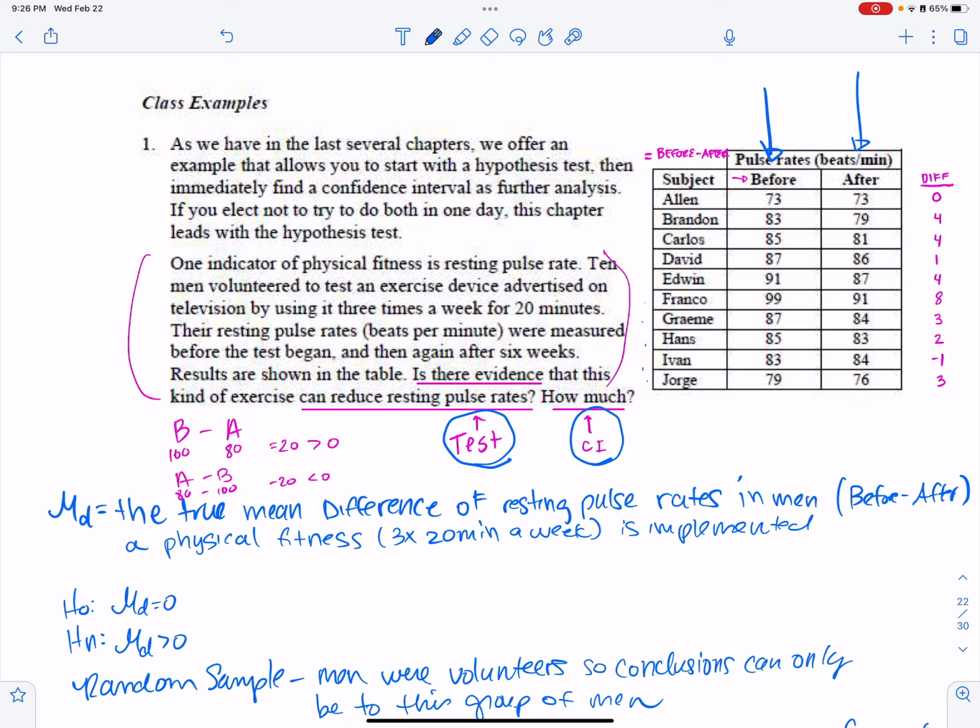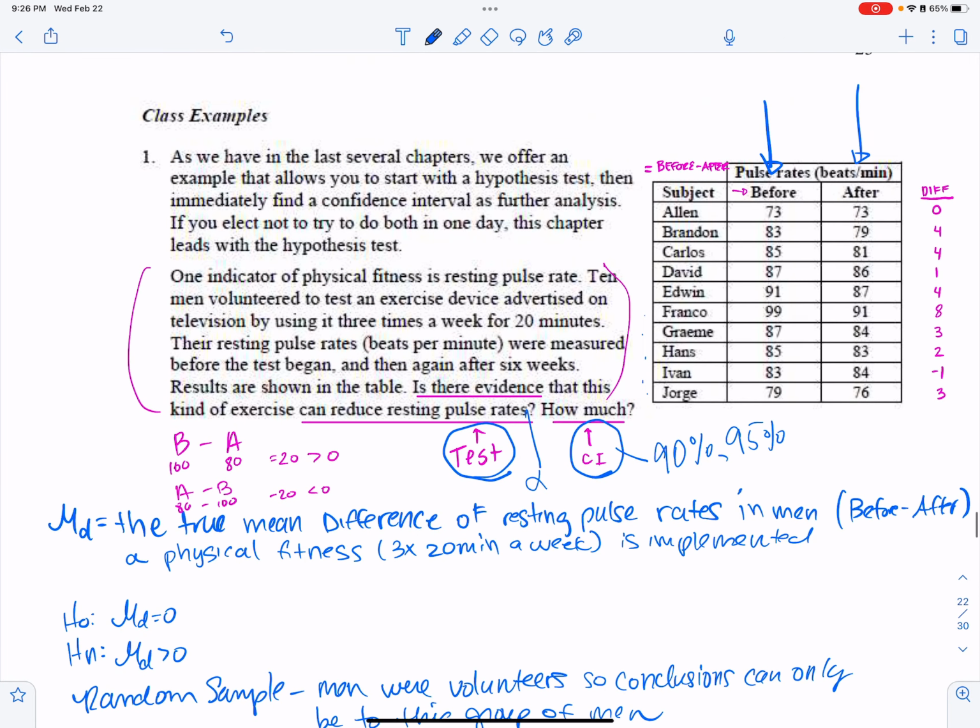And usually it'll tell you what my alpha is here. If it doesn't, you can use any reasonable alpha you want to. And for the confidence interval, it'll tell you to use a 90% confidence or 95% or whatever you want to use. All right, let's go ahead and do this hypothesis test.